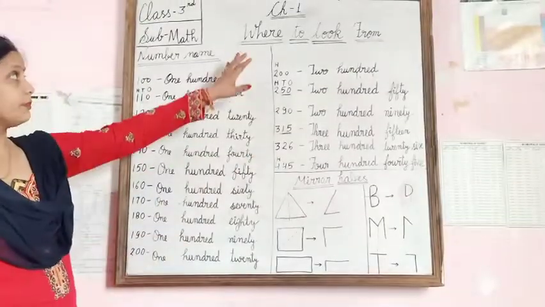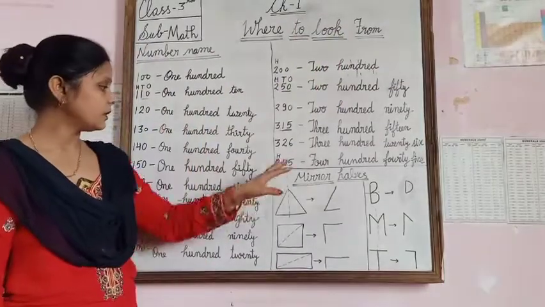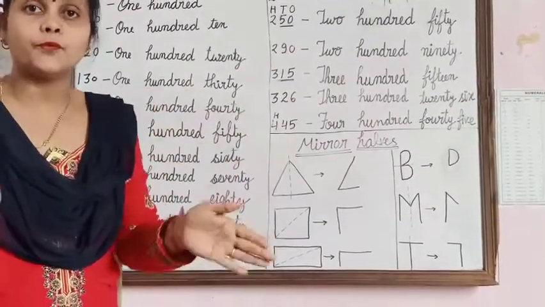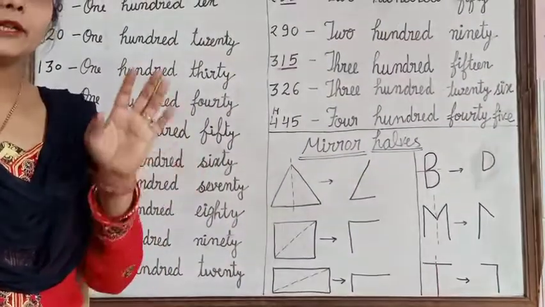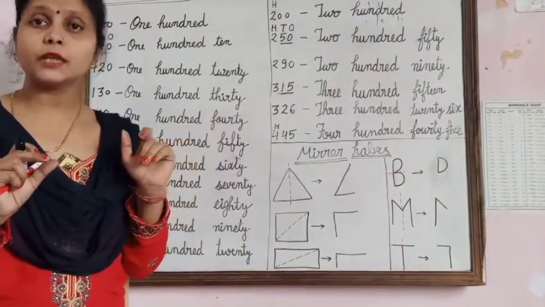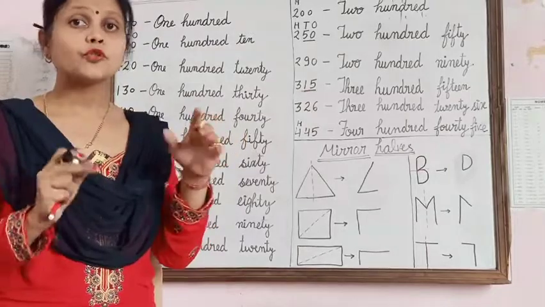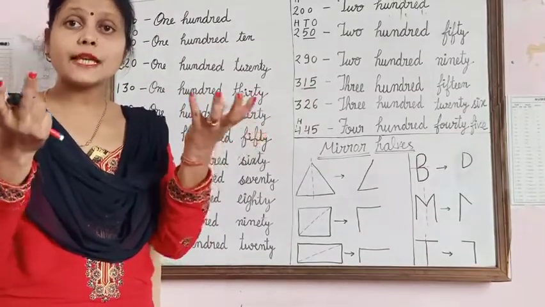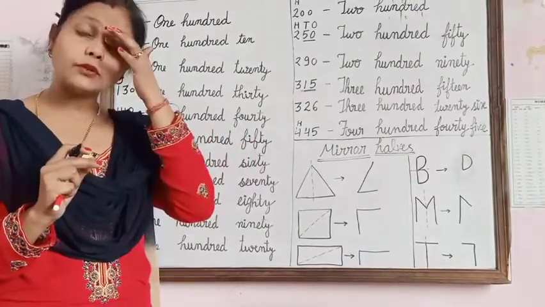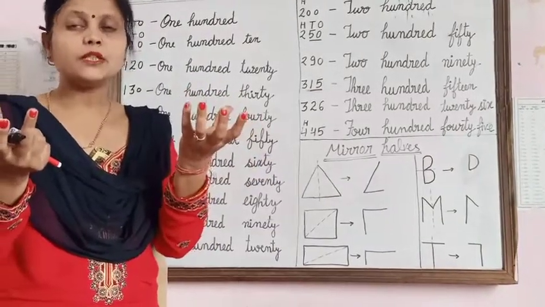In our chapter, what is the name? Where to look from. So you have in the book, mirror halves. Mirror half means half. When you take anything at home, for example a tomato, a potato, or a lemon. When you cut the potato in the center, you have two equal pieces. So equal part you can say half. And as with a lemon, when you cut it from the center, you have the same part in both pieces, and one piece you can say half.